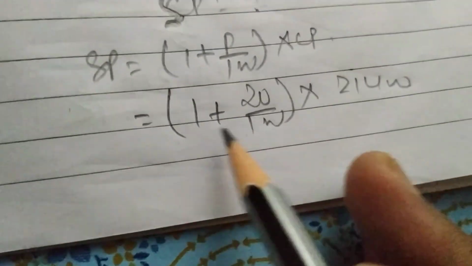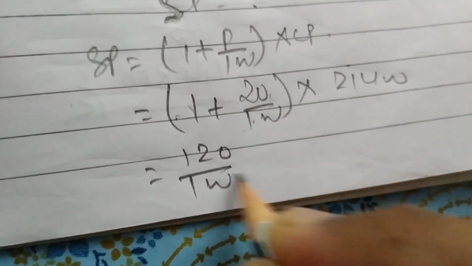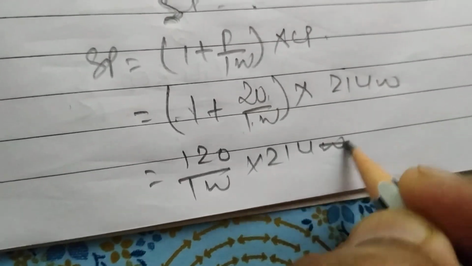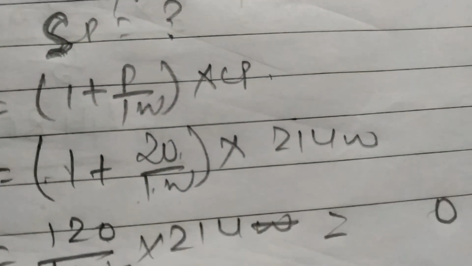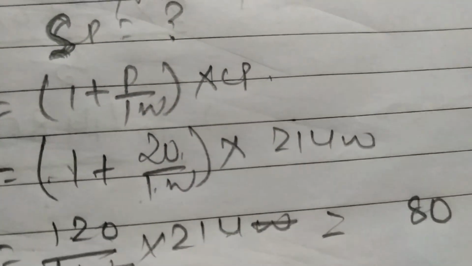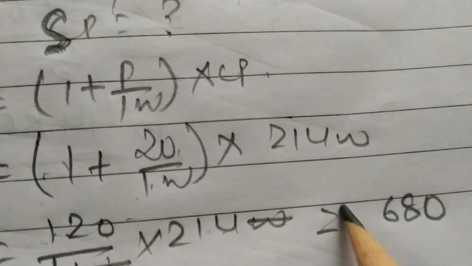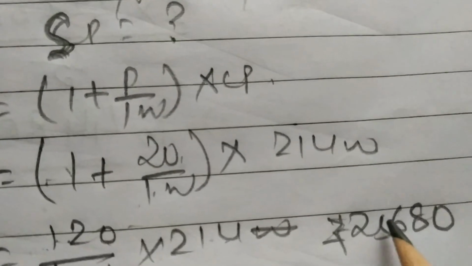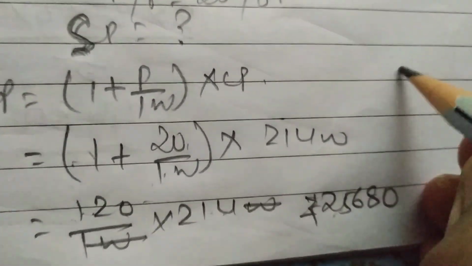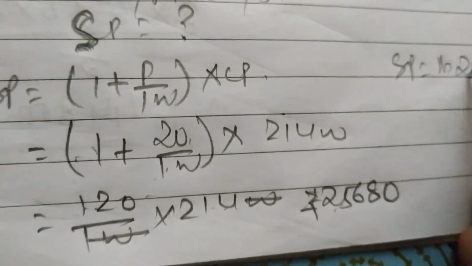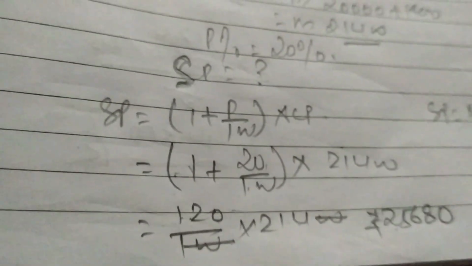Now we will take the LCM, it will become 100 plus 20, 120 by 100 into 21,400. The zeros cut. See, one 0 is there, so one 0 will be there in the answer. 12 4s are 48, carry 4. 12 1s are 12 plus 4, 16, 6, carry 1. 12 2s are 24, plus 1, 25. So rupees 25,680. SP is equal to rupees 25,680.